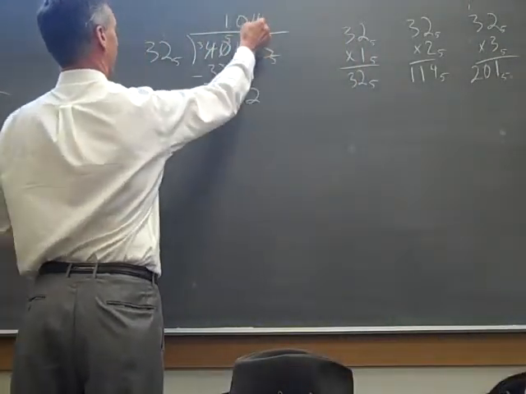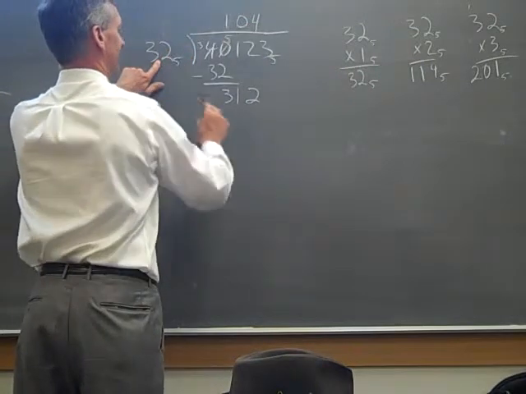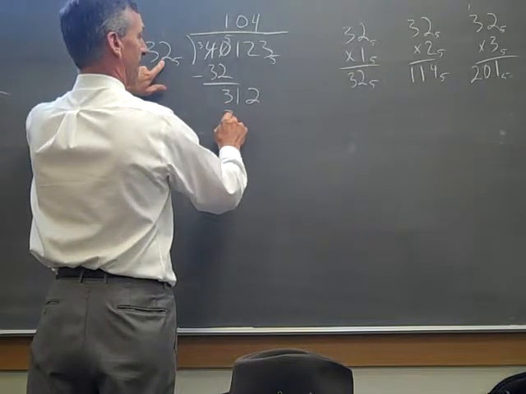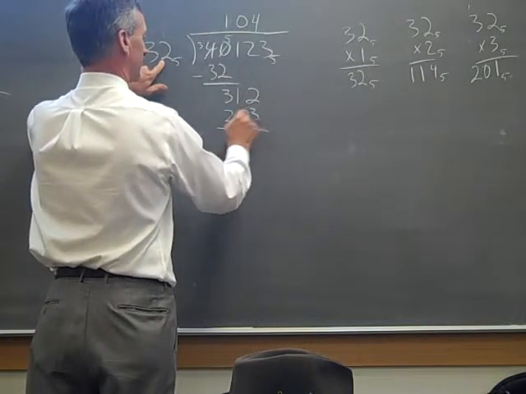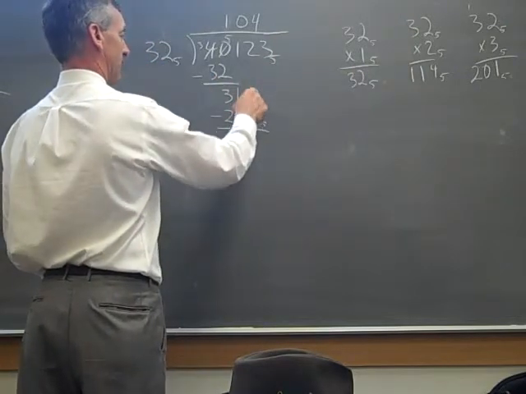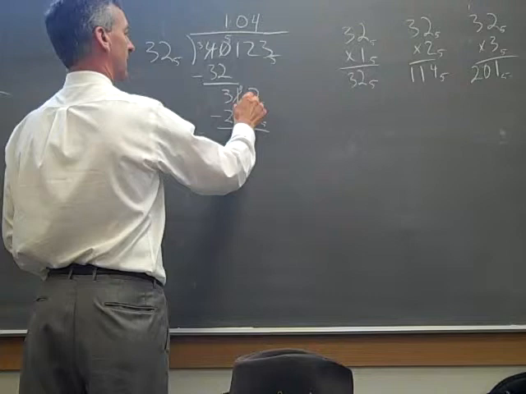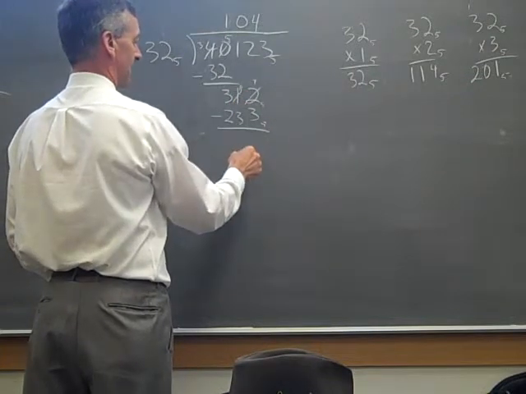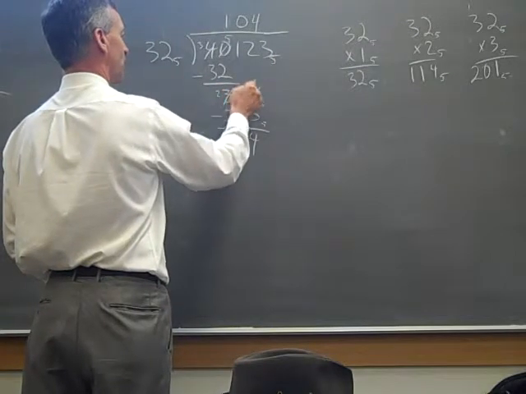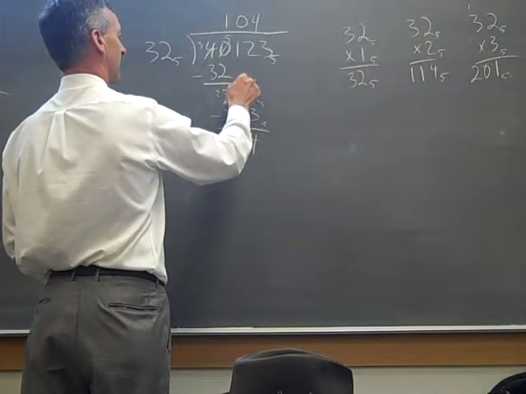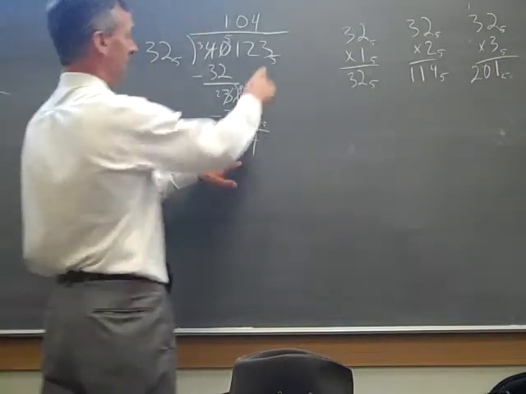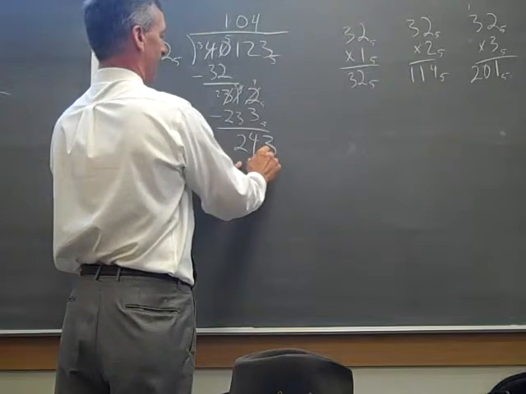Now, this number is even bigger than that one, so it will go in 4 times. 1044, the remainder of 10. 4 times 2. Oh, we know the answer. It's 2, 3, 3. Can't subtract. I come over and get a 5. That makes that a 7. Can't subtract, come over, exchange, get a 5. 5 minus 3 is 2, 4. 2, 4 is smaller than this, so I'm good to go. Down comes a 3.